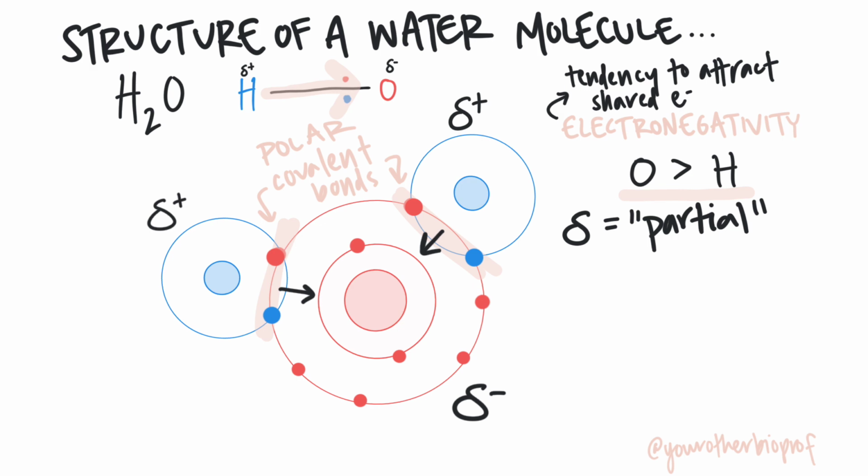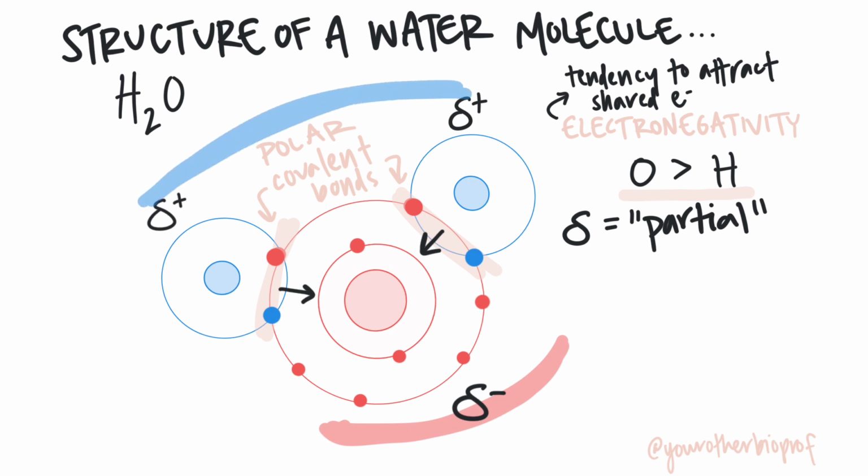So we've got polar covalent bonds in the water molecule, but we could also describe the molecule itself as a polar molecule. The oxygen end of the water molecule is partially negative. The hydrogen end, partially positive. So we've got an unequal distribution of charge across the molecule. We've got a partially negative end and we've got a partially positive end.